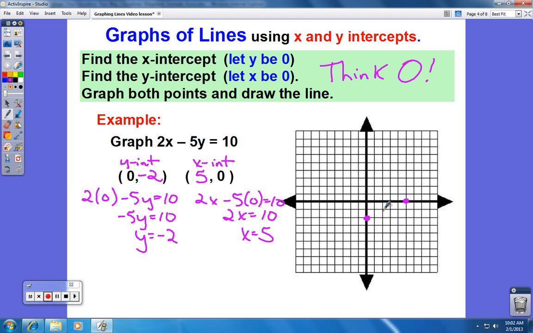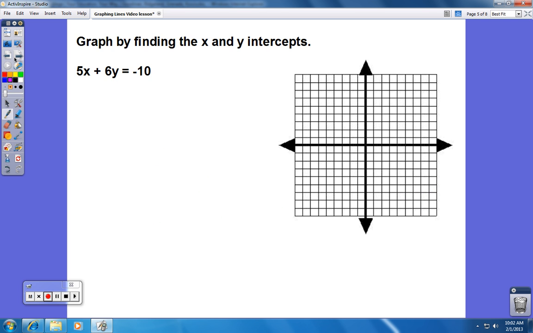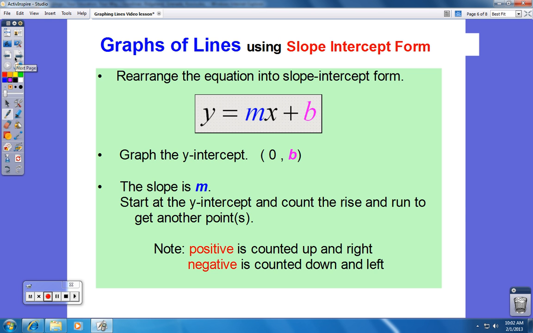Now that's 2 distinct points, so we can graph our line. So we'll graph the line here. That's the graph of 2x minus 5y equal to 10. Alright, one more method that we can use to graph a line is to graph using slope-intercept form. You will need to know this form, y equals mx plus b, where m is the slope of the line.